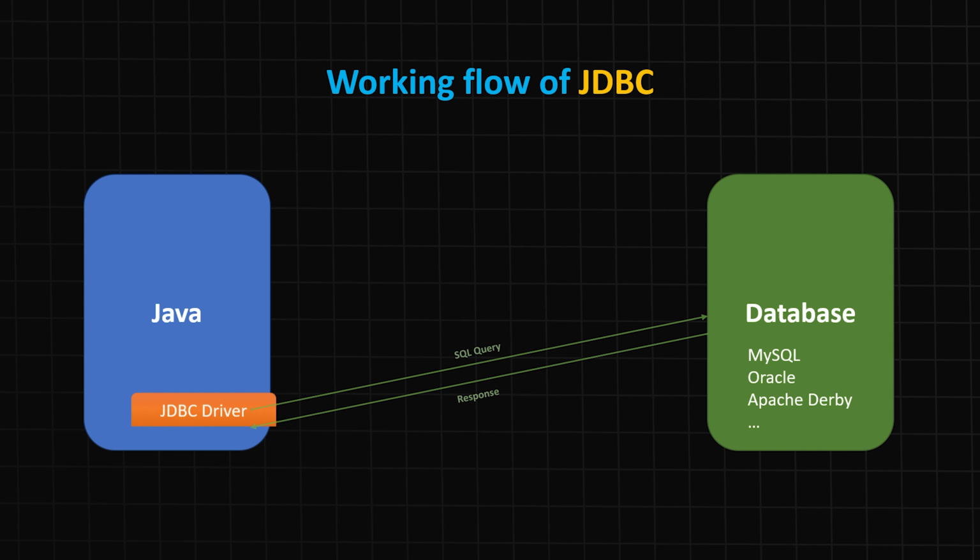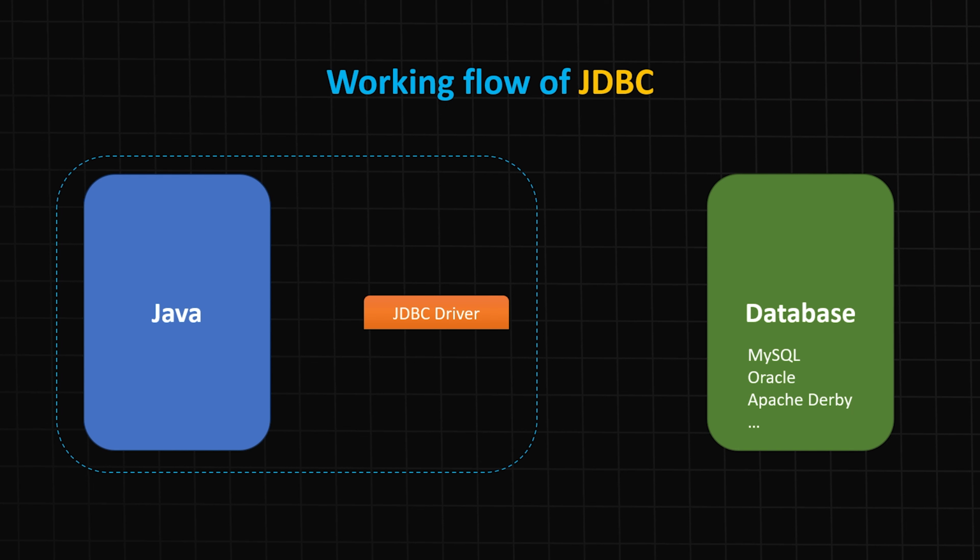Let's simplify the flow of communication. Let's assume we have a Java application and we have attached the JDBC driver. Whenever Java needs database communication, Java first sends the SQL query to the JDBC driver, right? Then the particular JDBC driver translates the code according to the particular database. After the translation, the JDBC driver sends the request to the database. Then the database processes it and sends the response back to the JDBC driver. Then the JDBC driver again translates the response for Java and sends it back to Java. And that's how Java communicates with the database.